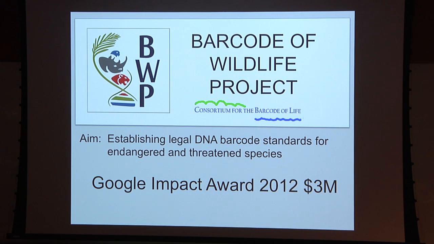So if you're doing a prosecution, you can go to the database, find a reference sample that's been authoritatively identified, and know that it's not a closely related species. And this effort is being run by the Consortium for the Barcode of Life. It's based at the Smithsonian and received just recently an award from Google, a $3 million award to support this project.